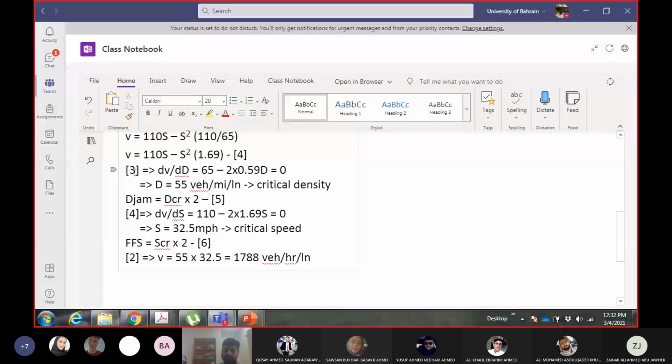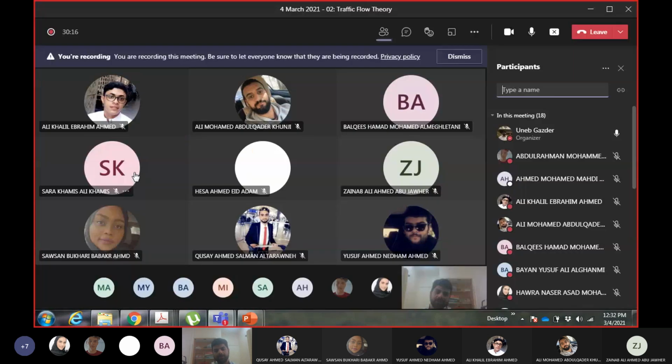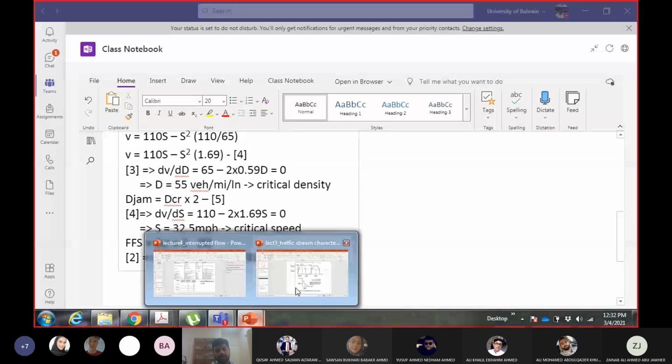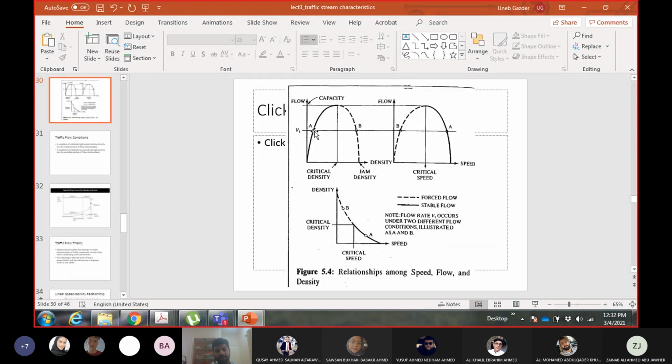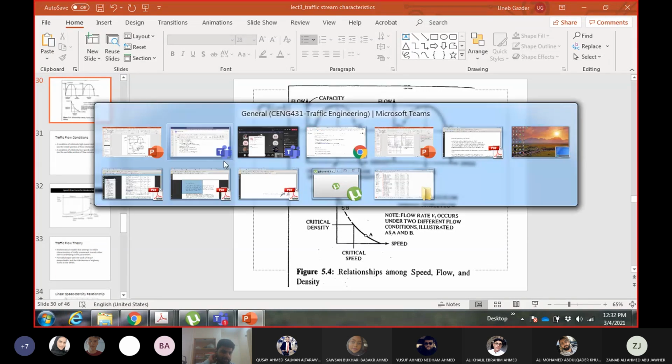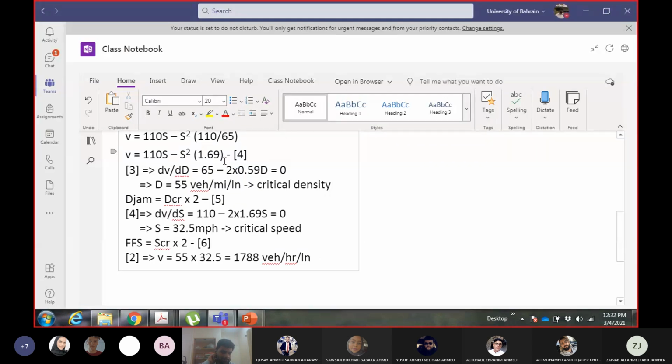Okay, vehicles per hour per lane. So if you want the value of flow rate at some other point of the curve, then you put the speed and density for that point of the curve. Let's say I want the value of flow at point A, then I should take the value of density at point A and the value of speed at point A and put them in equation 2 to get the value of flow at point A. Okay, so this is how this equation works. Okay, what else?